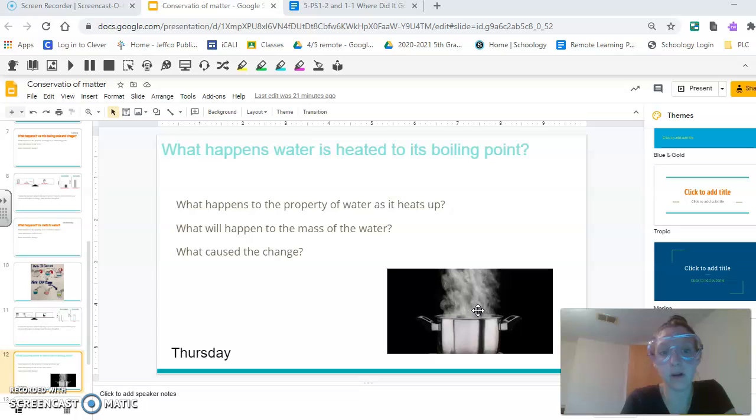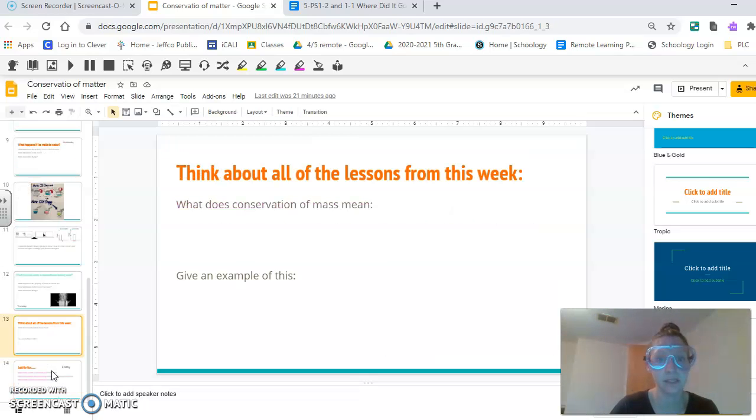Same questions as before. What happens to the property of water as it heats up? What will happen to the mass of the water? And what caused that change? These should be written in complete sentences. And once again, really thinking about conservation of matter and what we know about the fact that matter can never be lost and it can never be made. Now, I want you to think about it for a little while.